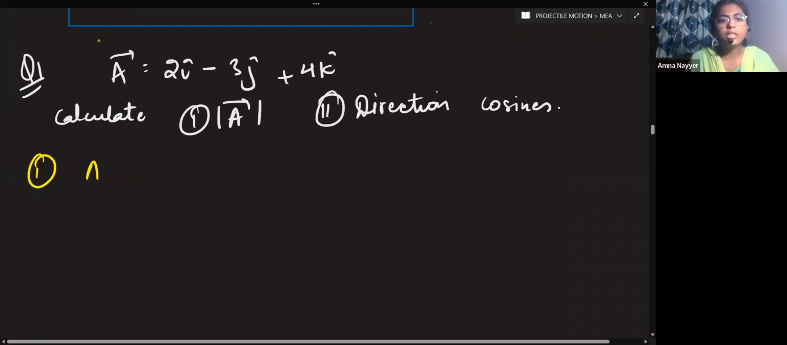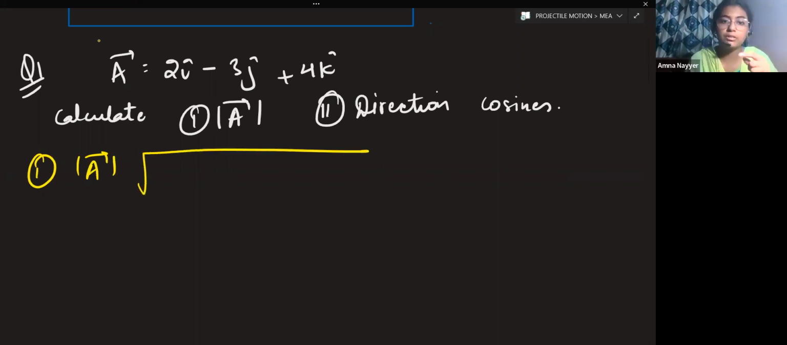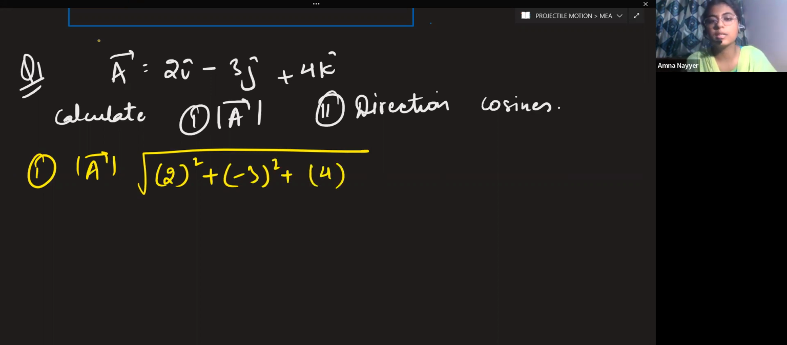See, for the magnitude of A vector, it's a revision, so pay attention. Square of the i cap coefficient first: i cap is 2, this becomes 2 square, plus square of the coefficient of j cap, so this becomes minus 3 whole square, plus square of the coefficient of k cap, that is 4 square. This is 4, 9, 16, 29. So this becomes under root 29.